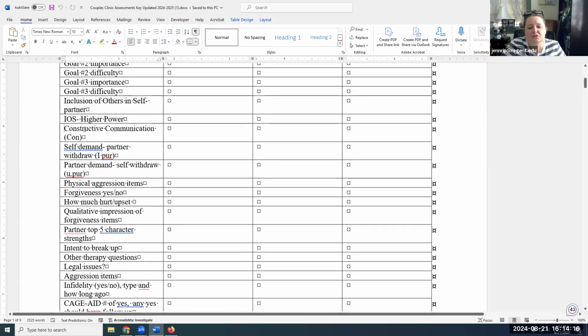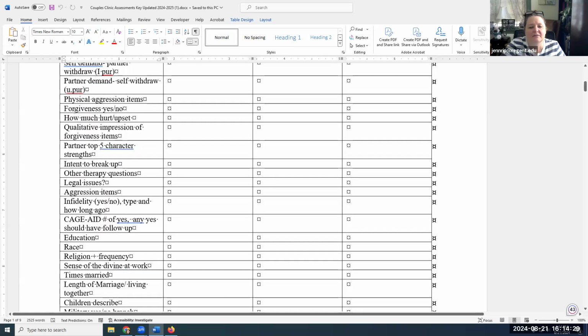And then you can get their scores on constructive communication, self-demand, partner withdrawal, partner demand, and self-withdraw, and get a sense of what kind of communication you're looking at. And then you have some physical aggression items, forgiveness, how upset or hurt they are. For the forgiveness questions, that is a scale, but it's not a clinically used scale. So just look over their answers and get your impression of those items if they answered them. These were optional. Sometimes they say no, there's nothing to forgive, which I never believe. And one day I might not make this optional anymore.